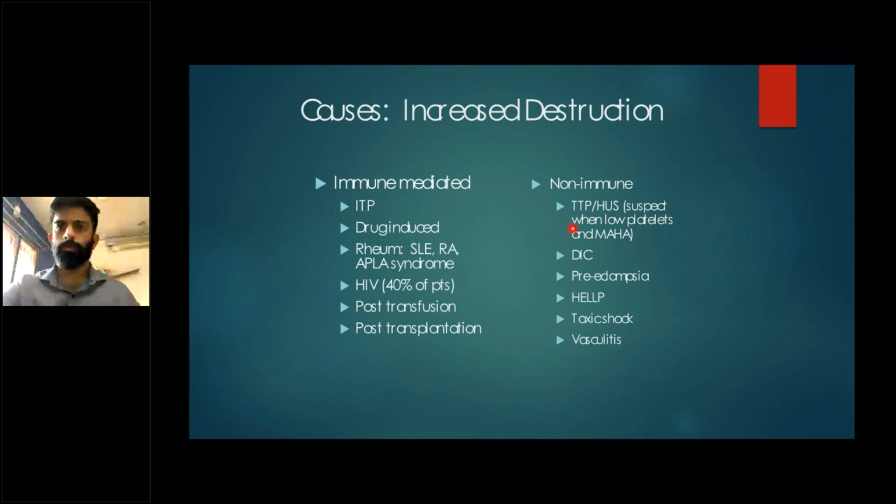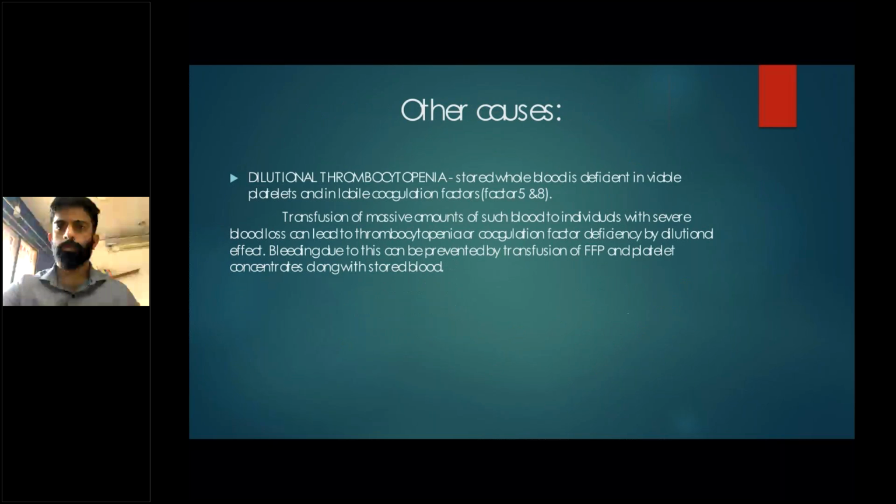Suspect these when there are low platelets and MAHA, microangiopathic hemolytic anemia. And then DIC, disseminated intravascular coagulation, preeclampsia, HELLP syndrome, which is seen in case of pregnancy, then toxic shock syndrome and vasculitis. So these are all the increased destruction causes of platelets, thrombocytopenia.